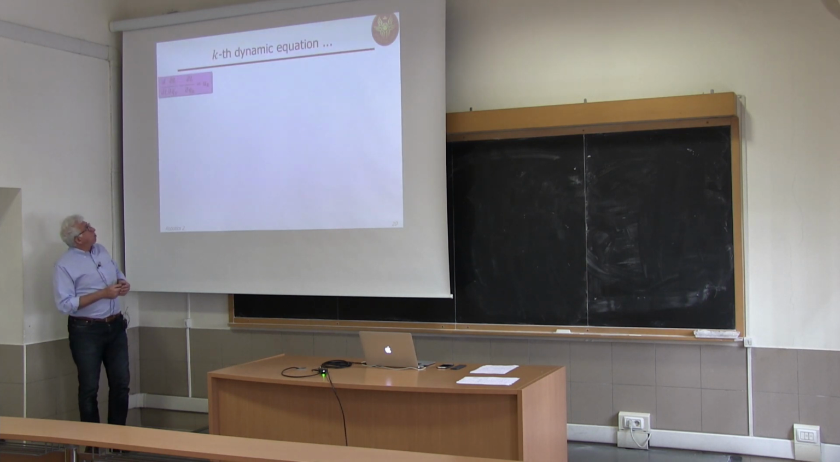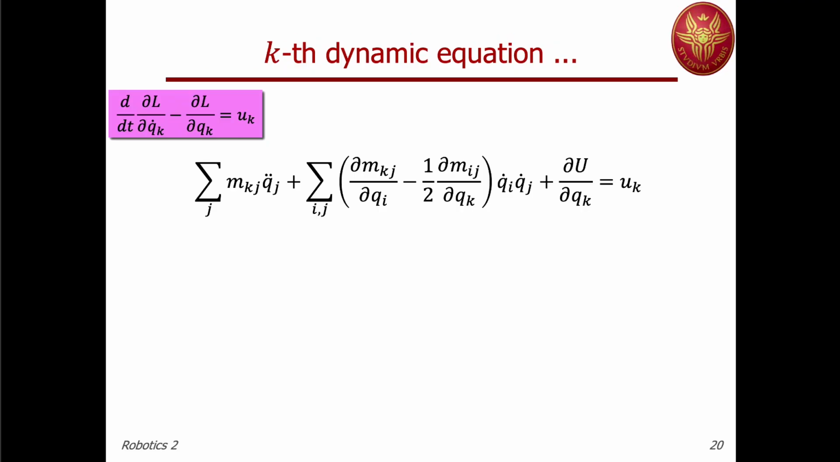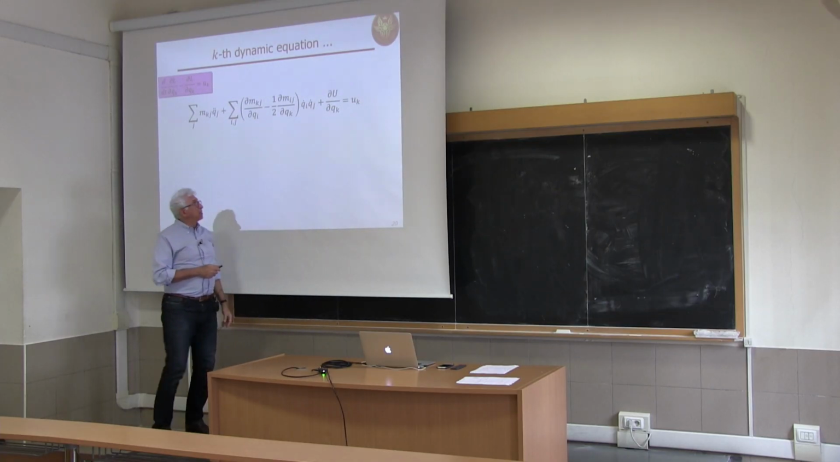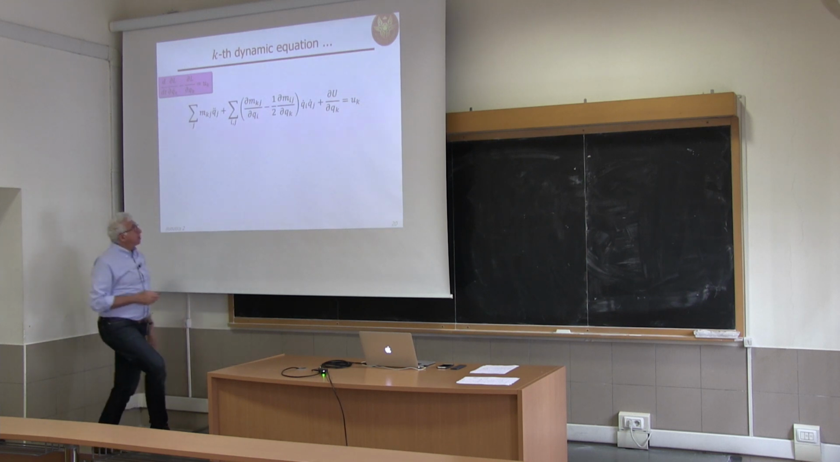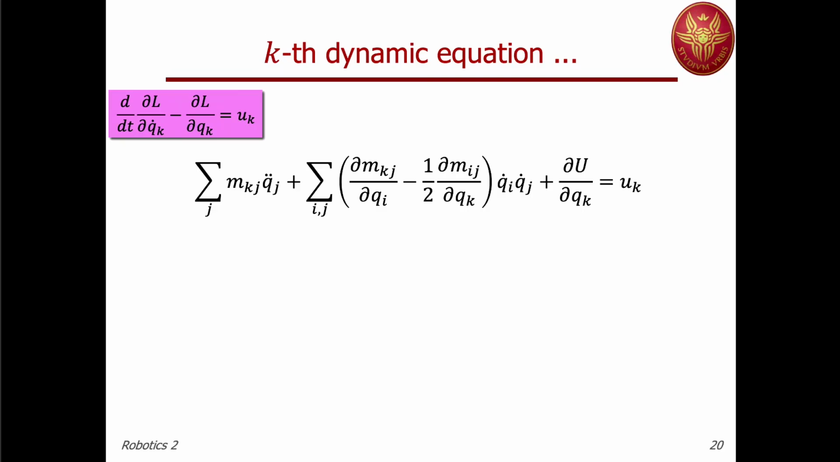So now let's put this all together. So we are writing the left-hand side, and we have the linear terms in the acceleration, the quadratic terms in the velocity. They are coming from two sources, and then the nonlinear terms coming from the gradient of, or the derivative of, the potential energy. Now we can massage this generic equation a little bit. This is the kth equation out of n.